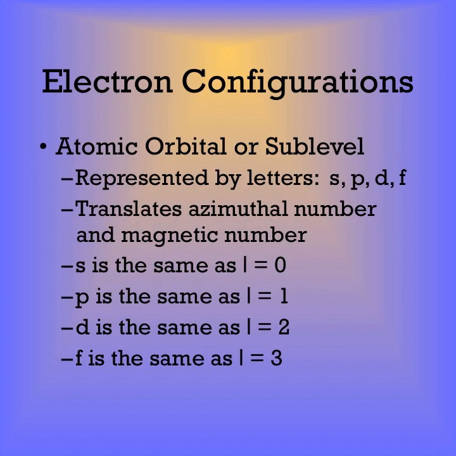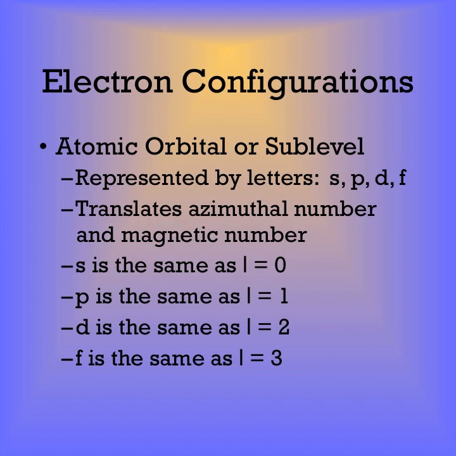The next thing that an electron configuration will tell us is the atomic orbital, or what is oftentimes referred to as the sublevel. It's represented by lowercase letters s, p, d, and f. And what it translates are both the azimuthal and magnetic quantum number. It essentially translates the azimuthal and the magnetic quantum number.